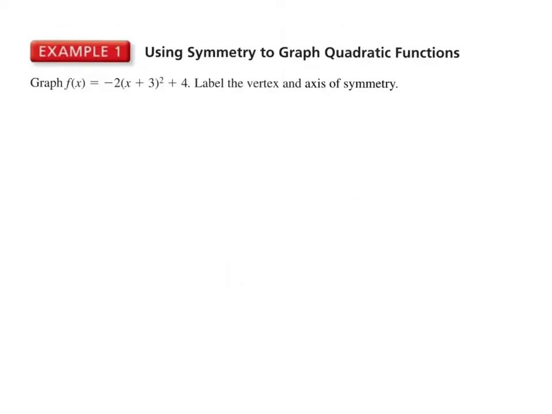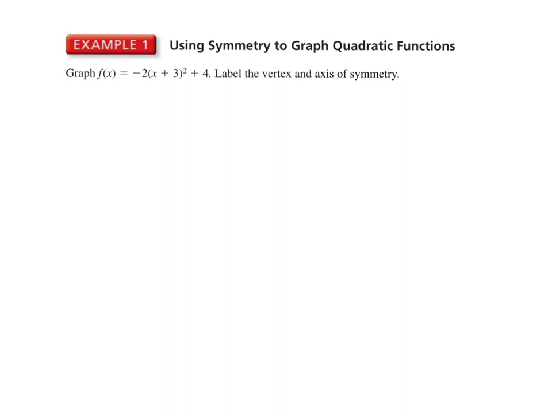So let's look at our first example here. Okay, we want to graph this function here. Now remember, this f of x notation, you can also rewrite that as just y equals negative 2 times (x plus 3) quantity squared plus 4. This is in vertex form, a times (x minus h) quantity squared plus k.